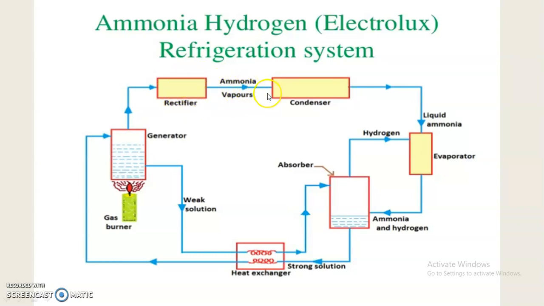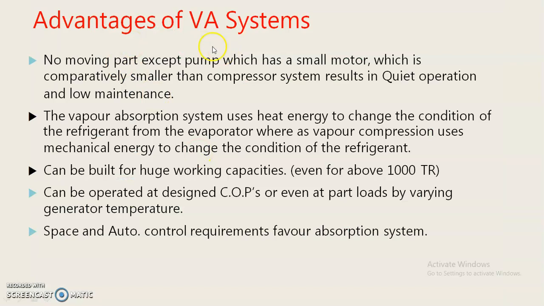After that, the ammonia vapor goes to the condenser. In the condenser, through the heat exchange process, the ammonia vapor is changed into liquid ammonia. That liquid ammonia goes to the evaporator, and again we get the chilling effect. In this Electrolux refrigeration system, we use three fluids: water, ammonia and hydrogen.